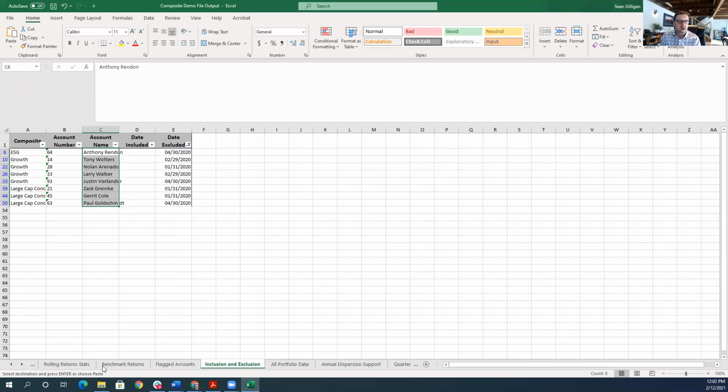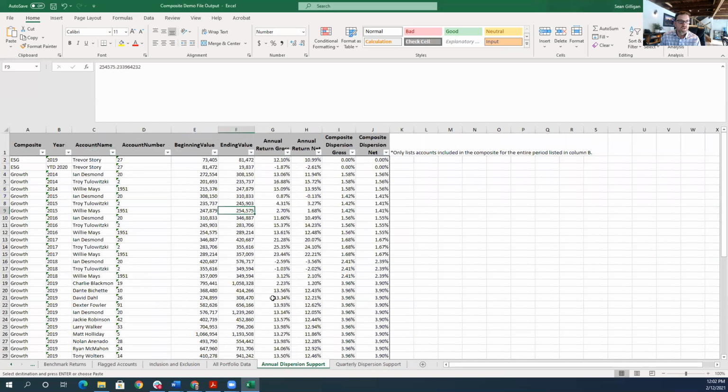The other area that's probably most important to look at would be dispersion support. And what you see here may end up just being the same accounts jumping out as what you already reviewed in the flagged accounts tab. But it's good to look here just to get a little more context as to what is causing dispersion in your composites. So on the annual dispersion support tab, annual dispersion is what we end up disclosing in the GIPS report.